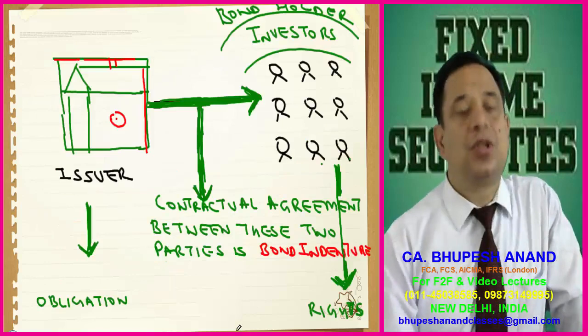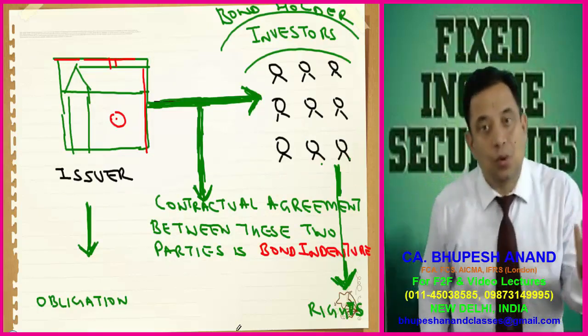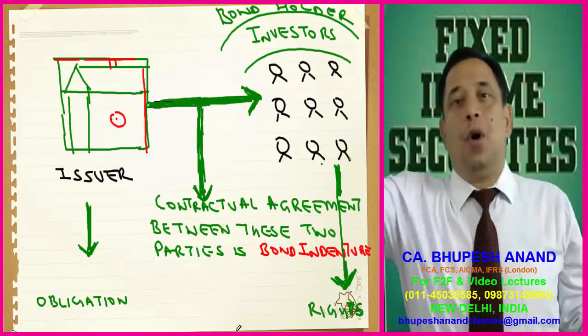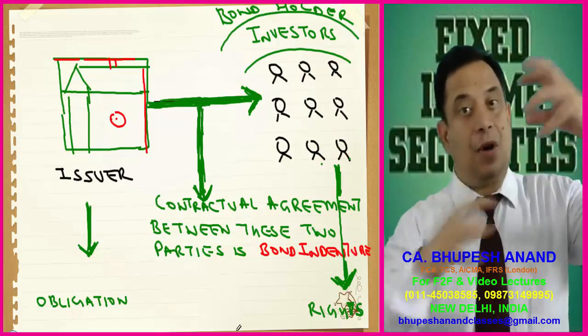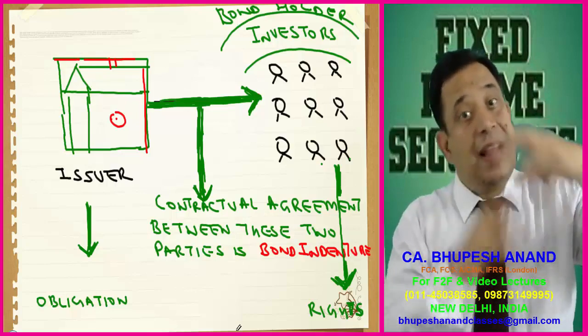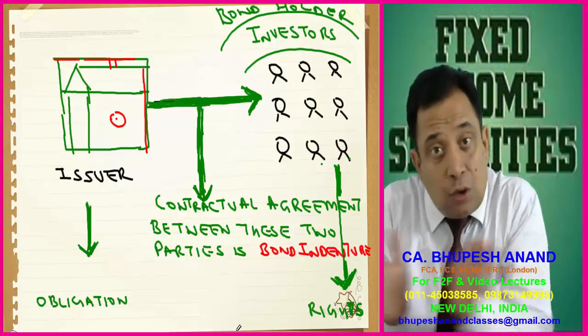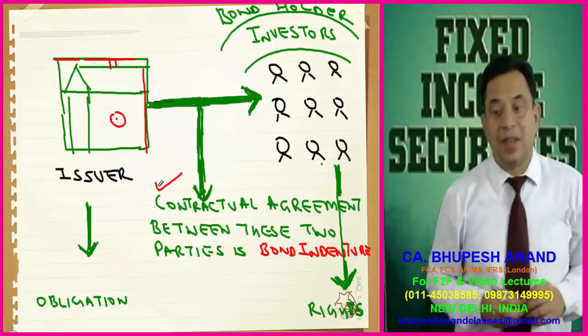Now I have prepared a very beautiful flow chart for you. On one side I have written issuer, and on the other side I have shown bond holders, investors. This issuer can be a different party: a corporate, a corporation, a government, a quasi-government, which I have already discussed. The contractual agreement between these two parties is named as bond indenture.